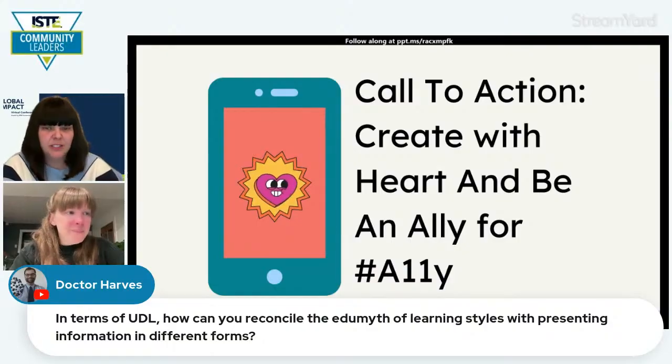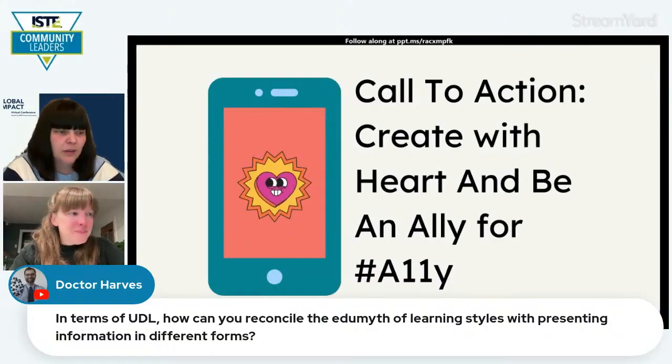We've got a great question here from Michael Harvey's. In terms of UDL, how can you reconcile that edgy myth of learning styles with presenting information in different forms? What are your thoughts on that?